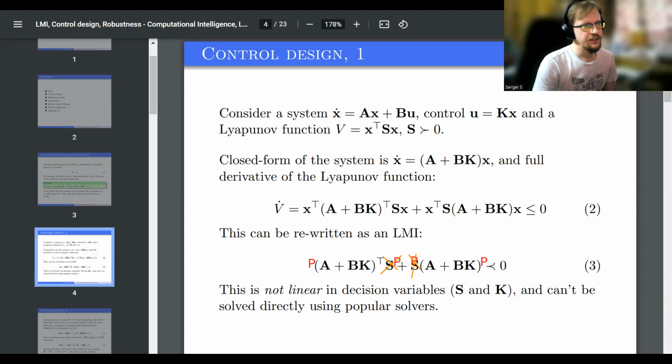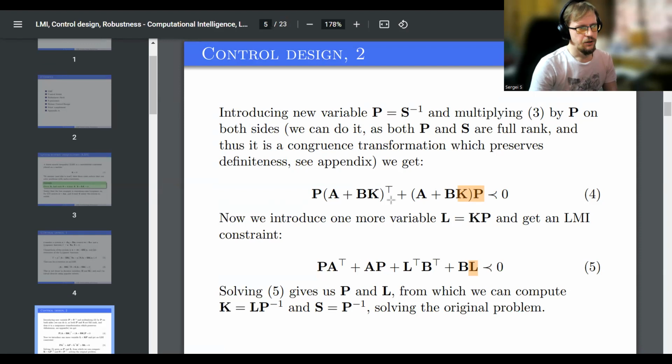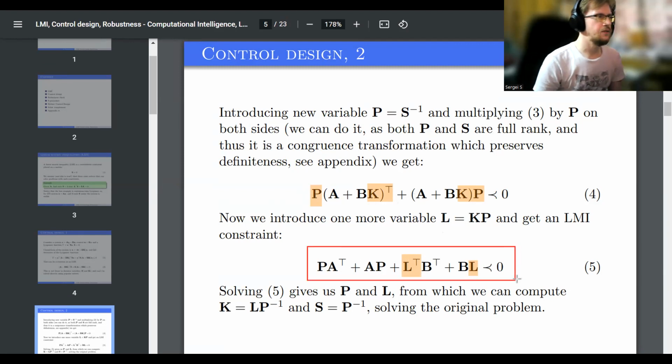Okay, let's see what we got. This is what we got. Next, we introduce a new variable L equal to KP. KP will be L now. P times K transpose times B transpose will now be L transpose B transpose. So the LMI now becomes this. Let me highlight: this became L, this became L transposed, and the rest is kind of the same. So this now is an LMI, and this can be solved in the SDP solver.